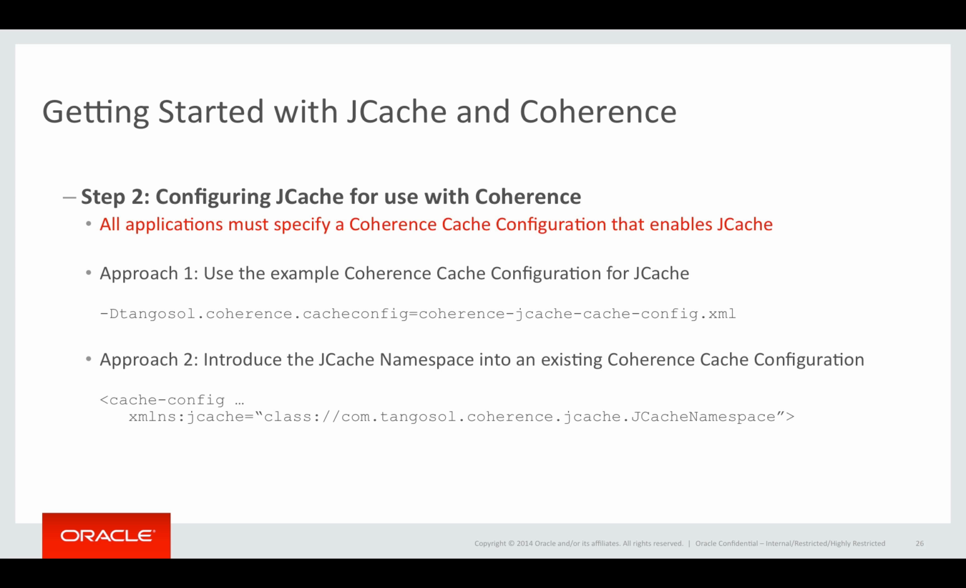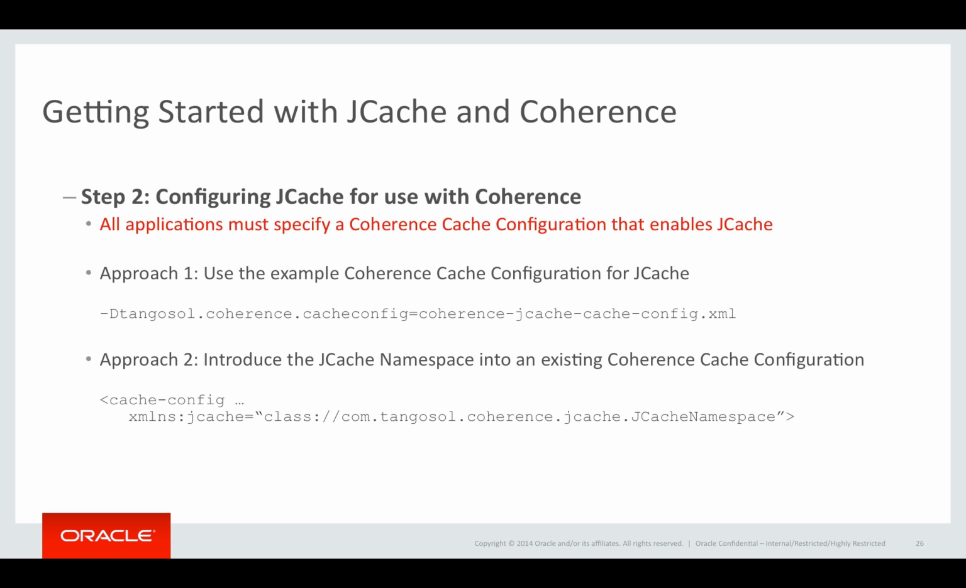If you're only interested in using JCache itself and none of the Coherence features or native caches, then you can simply specify a system parameter to tell Coherence where to pick up the cache configuration. In this case, -Dtangosol.coherence.cacheconfig=coherence-jcache-cache-config.xml. Assuming you've placed the cache API, Coherence, and Coherence provider in the class path, this will automatically be found.